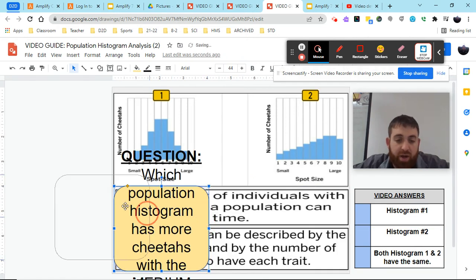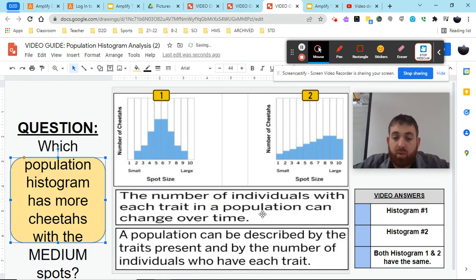When we look at our key concepts, the number of individuals with each trait in a population can change over time. So we see that the distribution here went from being very high to being very low compared to one or the other. We also know that we can describe a population by the traits present and by the number of individuals who have that trait. When we look at our histogram, the traits found here go from small to large, but the number is based on the size and the height of our bar in our histogram.